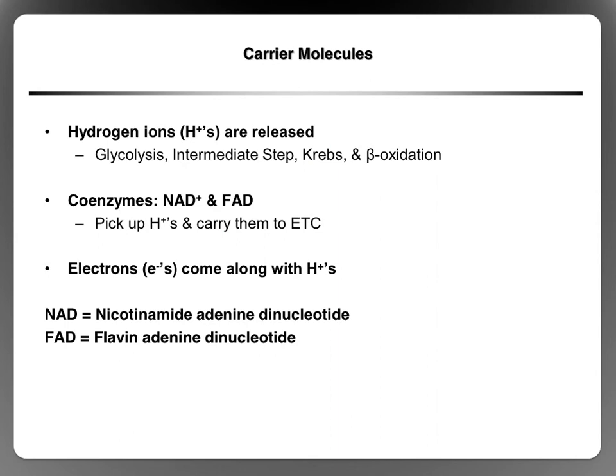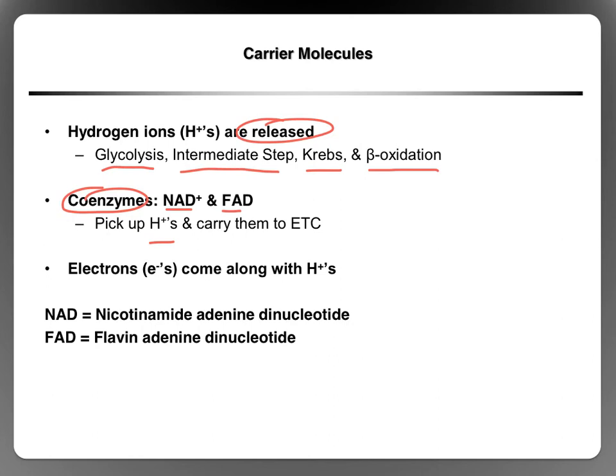So FAD and NAD are coenzymes. We have two different types of coenzymes, and they're responsible for picking up hydrogen ions that are released. Hydrogen ions are released in chemical reactions, and as you have seen, we've got some hydrogen ions in glycolysis, in the intermediate step, in Krebs, and as you will see, we also have some substrates releasing hydrogen ions in beta oxidation.